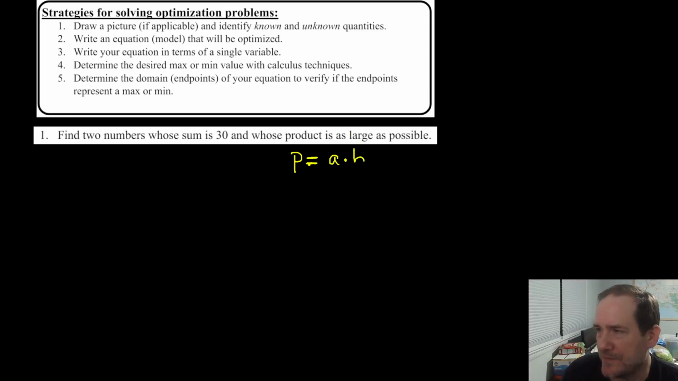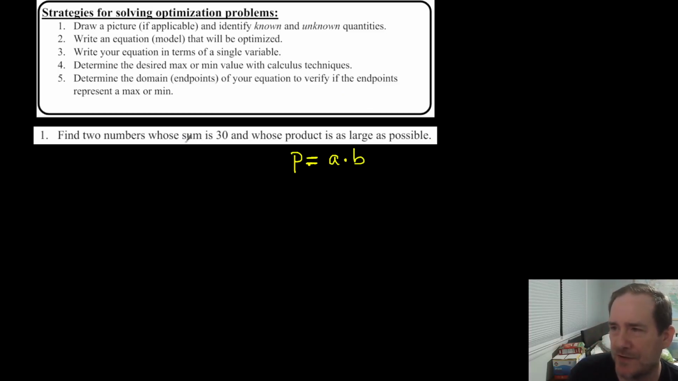I'm going to use a and b for a change of pace, but our product would be a times b, and that's the thing we're trying to actually maximize. So that's the thing that would actually have to do the derivative of and try to find the zeros of our derivative. But again, this is more than one variable. So how do I get that variable count down?